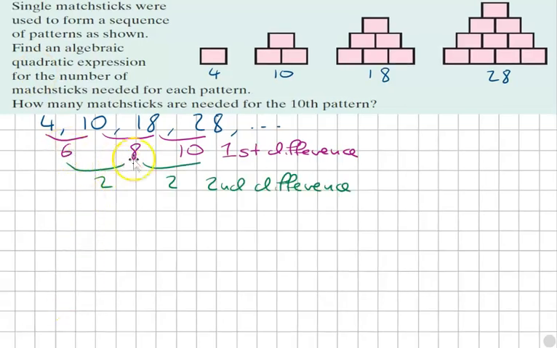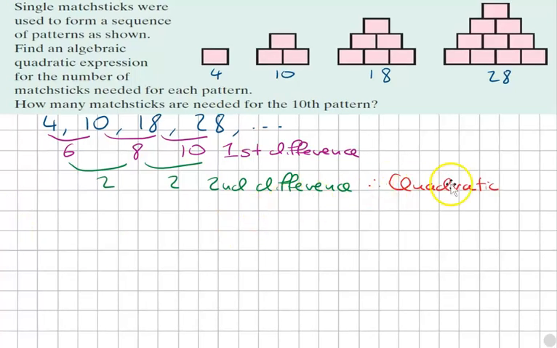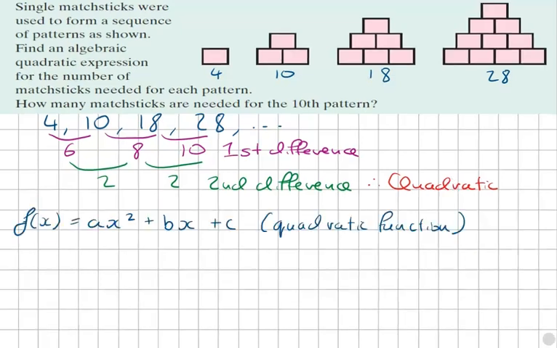So the difference between 6 and 8 is 2. The difference between 8 and 10 is 2. So the second difference is the same, which again tells us it's quadratic. So therefore, our pattern is quadratic. So f of x is going to be equal to ax squared plus bx plus c. This is the general equation for a quadratic function.